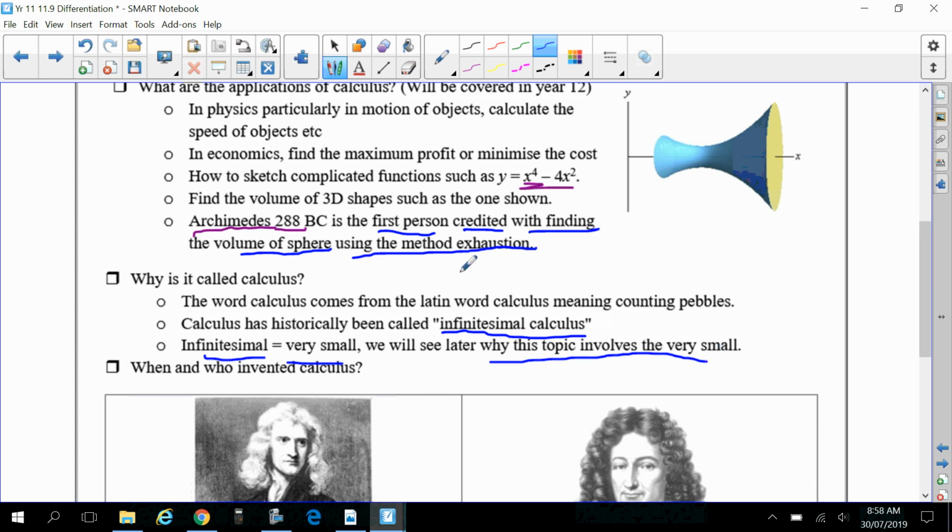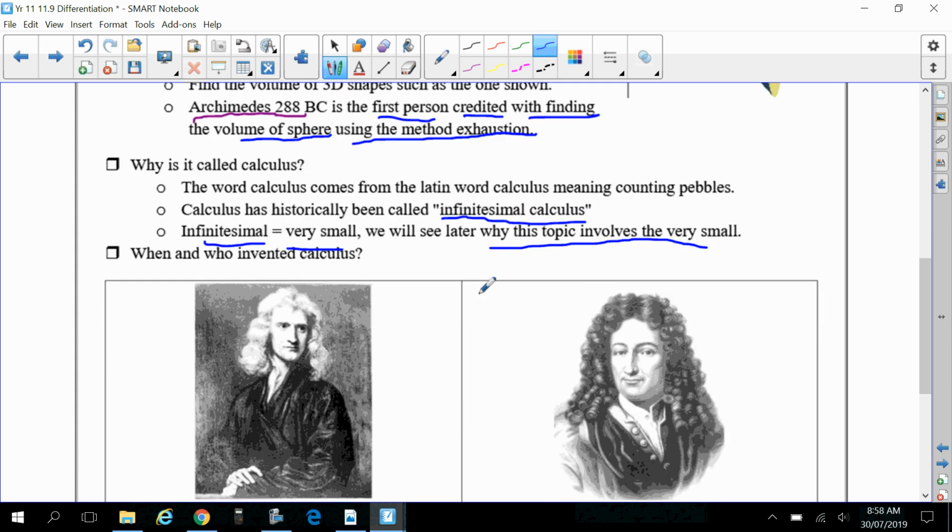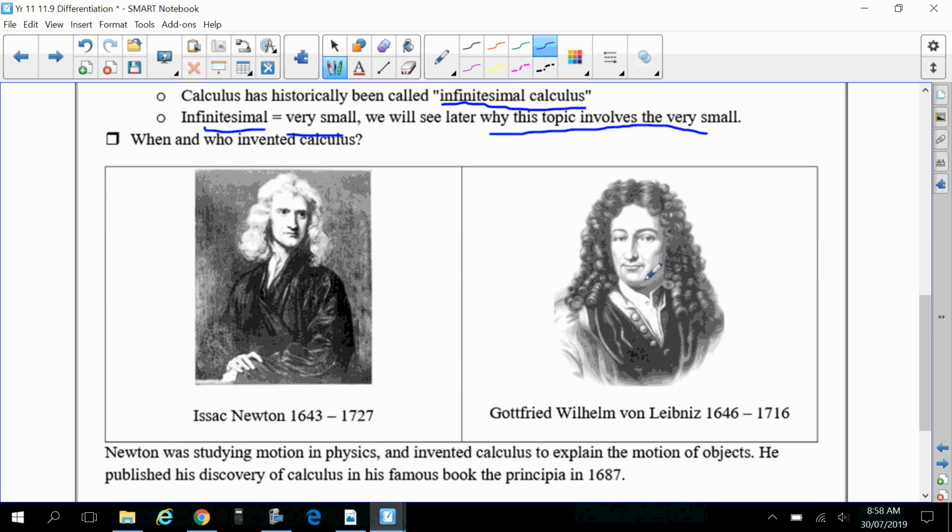The next question is, when and who invented calculus? It's due to these two persons. Isaac Newton, whom many people know. A lot of people know Newton, but not that Isaac is his first name. Another, less well known, is actually a German judge. He's a judge, but he does maths for fun.